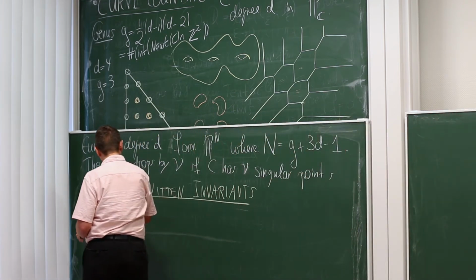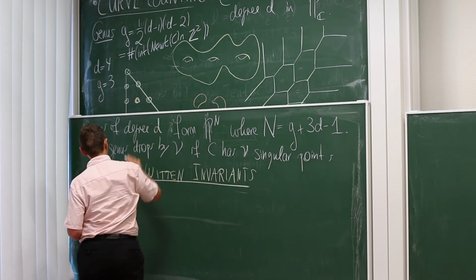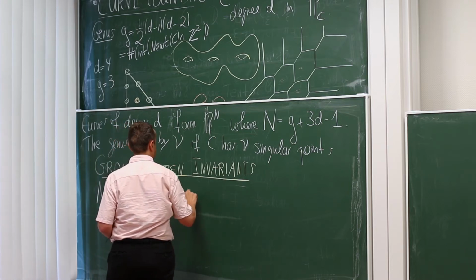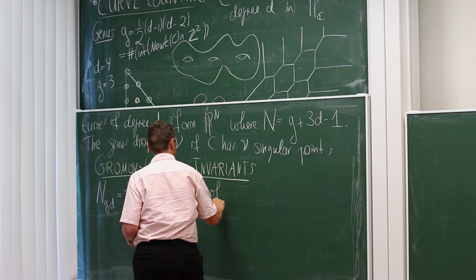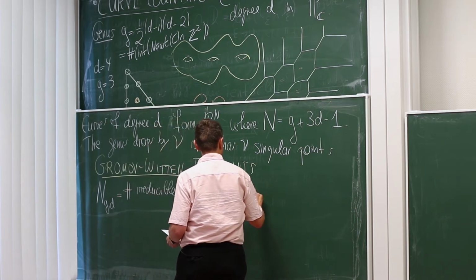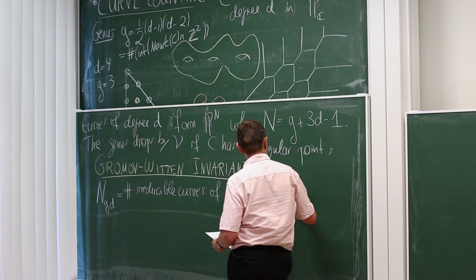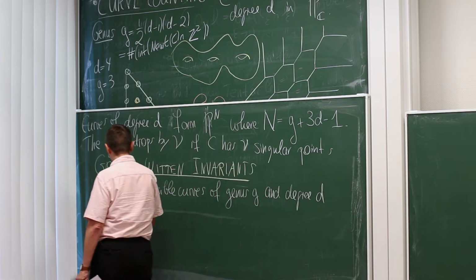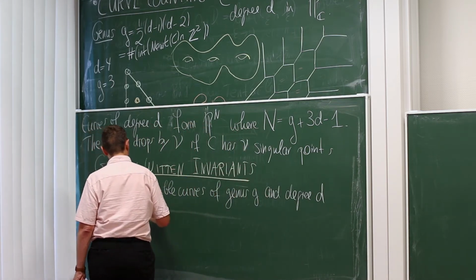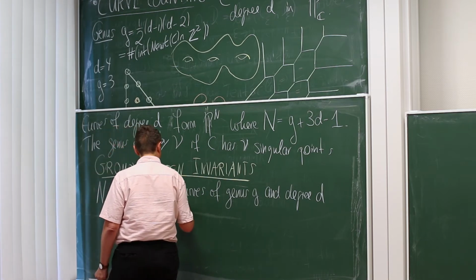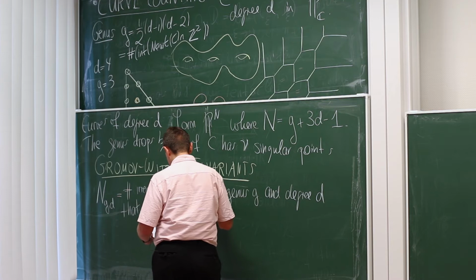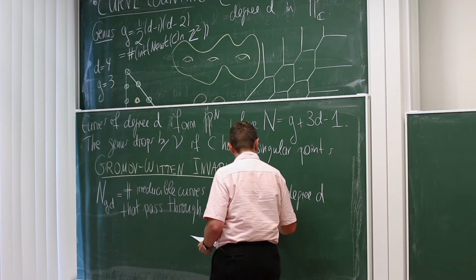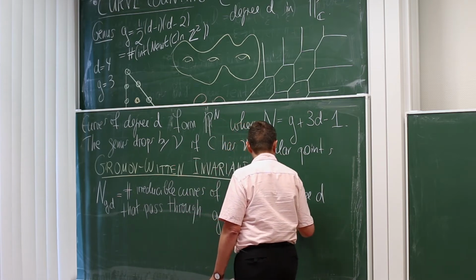So the Gromov-Witten number that we're interested in is the number of plane irreducible curves of fixed genus G and a fixed degree D, like 3 and 4, for example, that pass through a certain number of given points, the right number, and the right number is G plus 3D minus 1 general points in the plane.